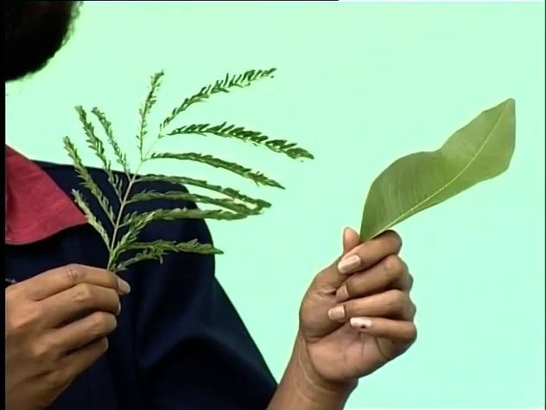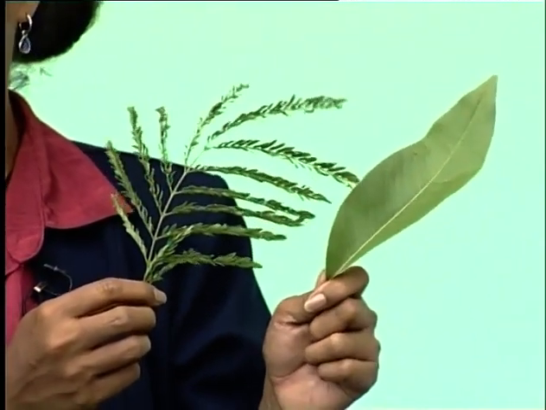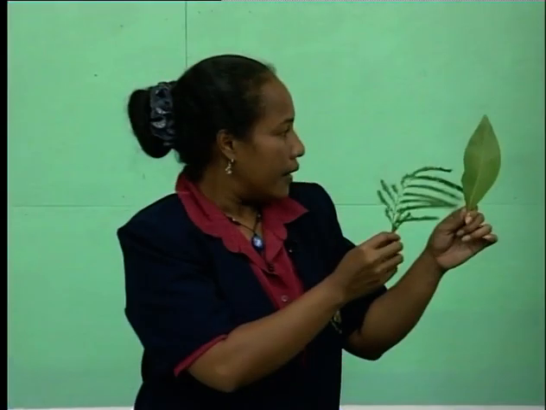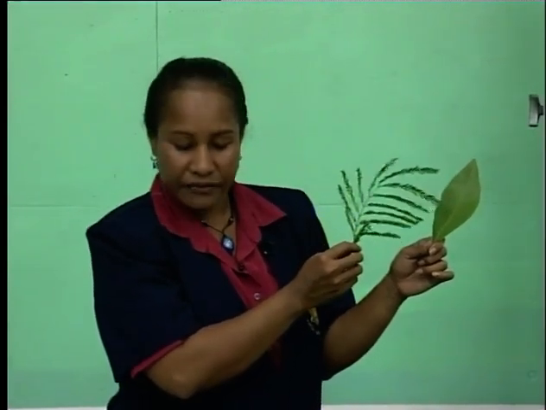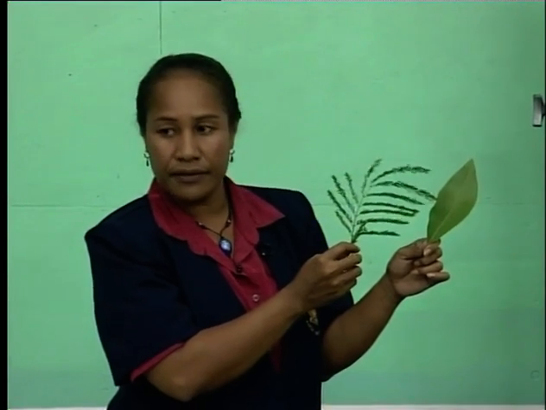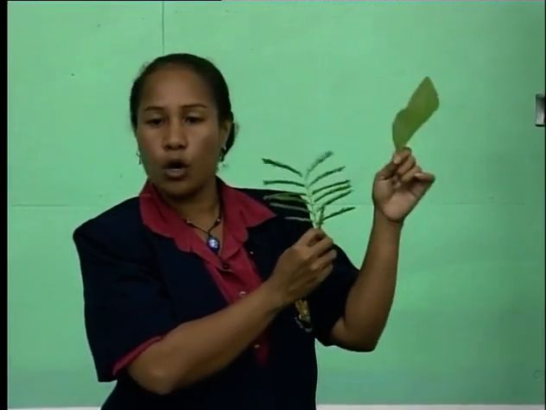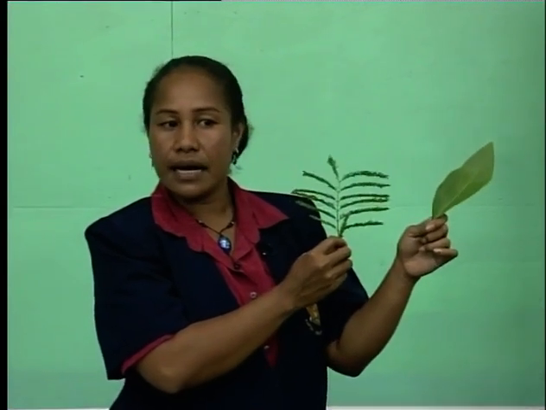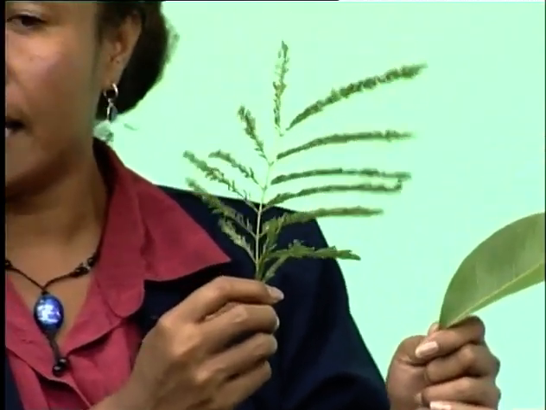Is that clear, class? Okay, receiving students, I hope you have given good answers to your teacher about the difference between a compound leaf and a simple leaf. So to be more simple, a simple leaf is a whole leaf, whereas a compound leaf are many leaves on a petiole.